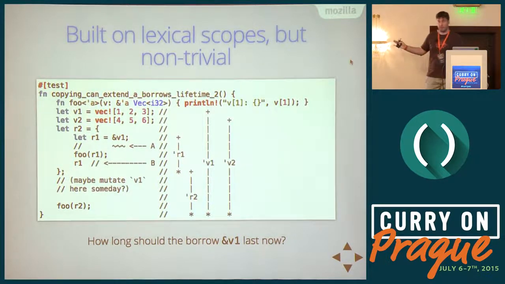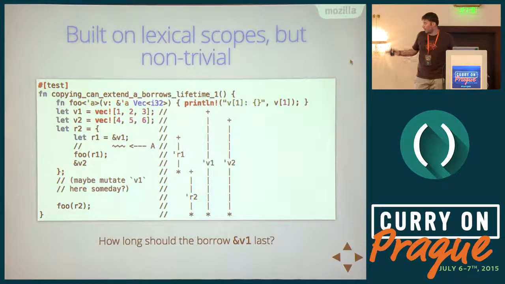So not trivial. Wait, which scope are you talking about computing? So I'm talking about figuring out, so there's that A there. That's what you're figuring. Yeah, we need to figure out how long that borrow lasts.